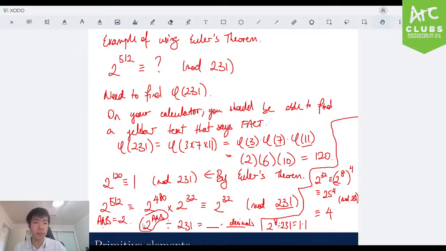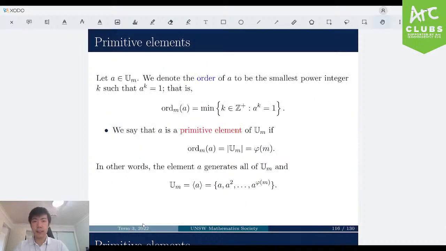Okay. All right. Moving on. So the next thing to have a look at is primitive elements. Okay. So let A be a unit. We denote the order of A to be the smallest positive integer k such that a to the power of k is congruent to 1 modulo whatever we're looking at. Okay. So we define the order of A under modulo m as being the smallest power k, so the minimum power k, such that a to the power of k will be congruent to 1.